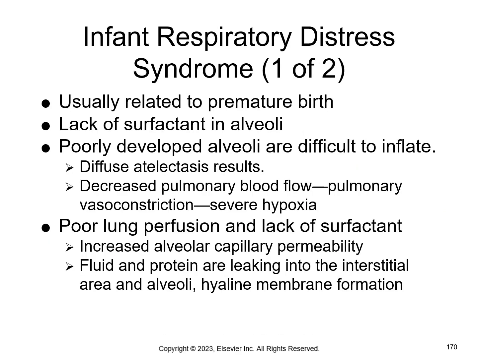Infant respiratory distress syndrome. This is usually related to premature birth. We have a lack of surfactant in the alveoli, or they're poorly developed, the alveoli, and they're difficult to inflate. This causes diffuse atelectasis. There's a decrease in pulmonary blood flow, pulmonary vasoconstriction, and severe hypoxia. There's also poor lung perfusion and a lack of surfactant. This will lead to increased alveoli capillary permeability. Fluid and protein will leak into the interstitial area and the alveoli, and the hyaline membrane will form here.